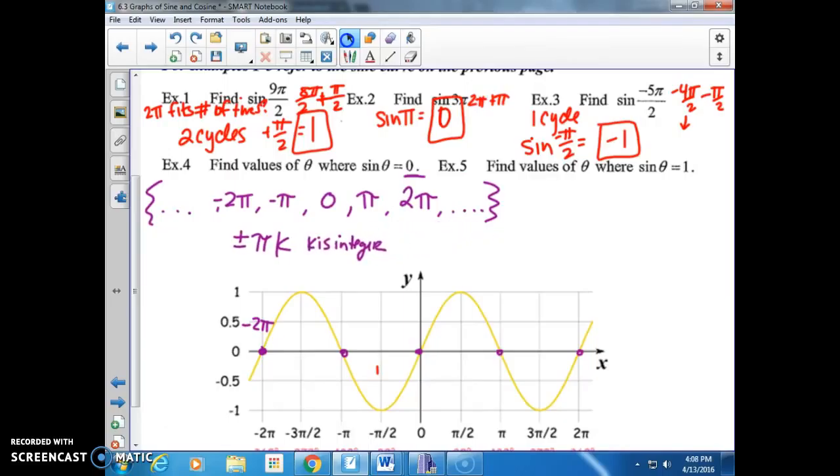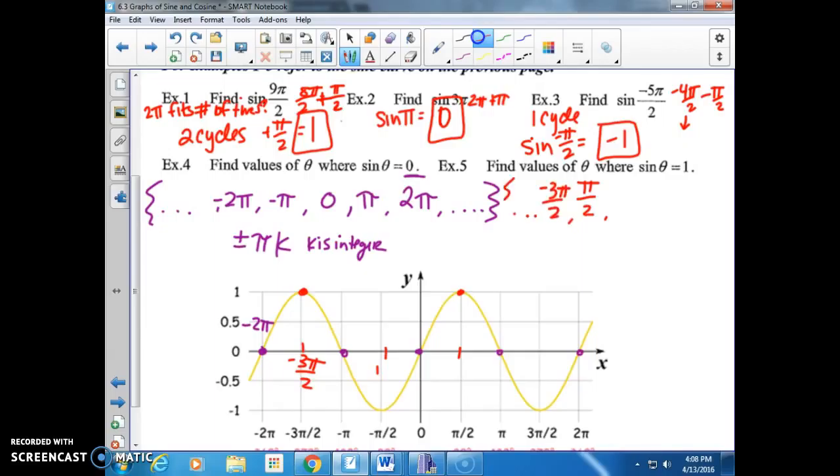And the last one, so we need to figure out where sine is 1. So sine is 1 here and here. So only at pi over 2. And, what's that one? Negative 3 pi over 2. Okay, so the generic form of this would be pi over 2 plus or minus 2 pi times k. So the gap between these is 2 pi, so that's why I'm adding or subtracting 2 pi.